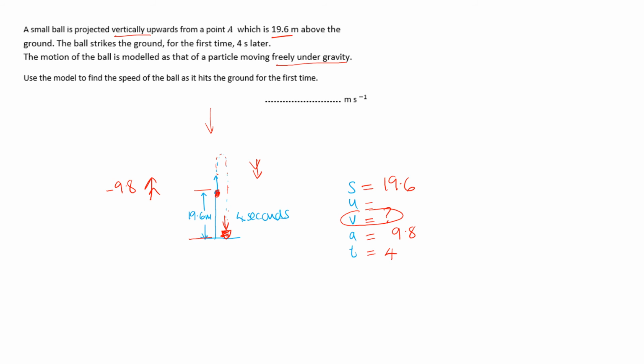So if we're taking that way to be positive, then compared to where it started here, it's going to be 19.6 in the positive direction, even though it is below where it started. So you wouldn't put minus 19.6.